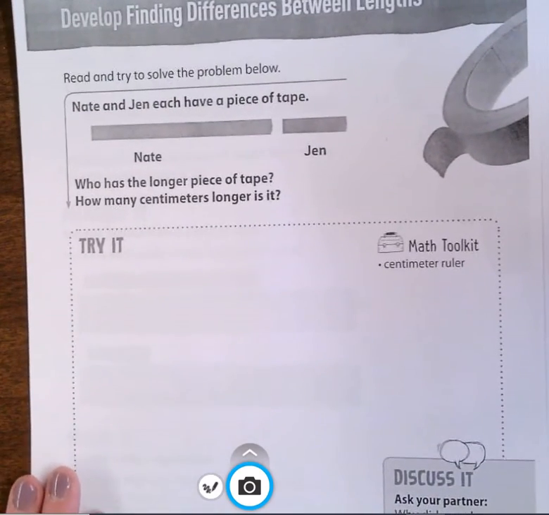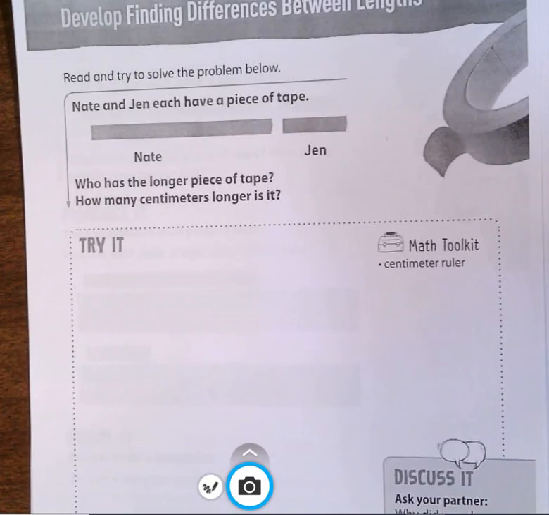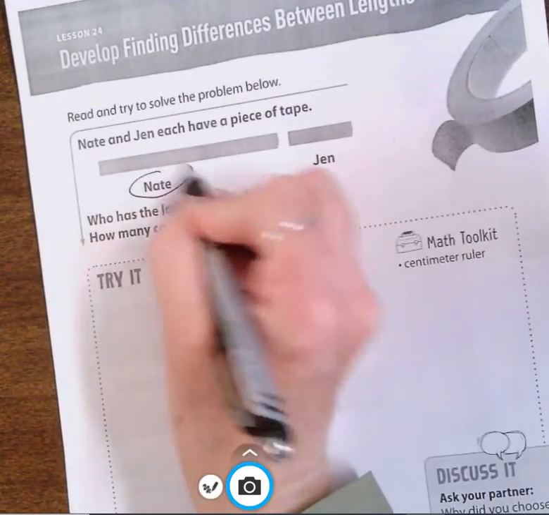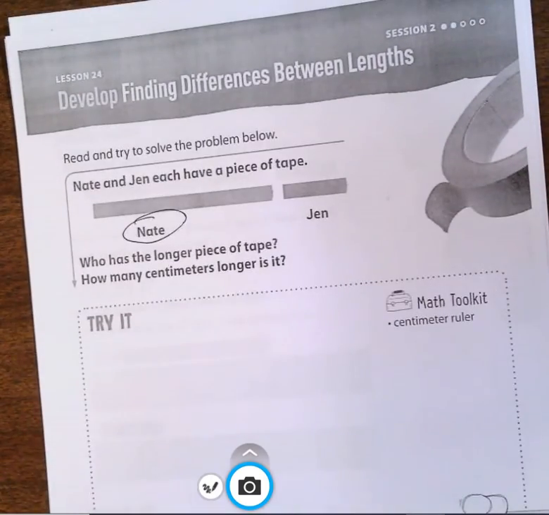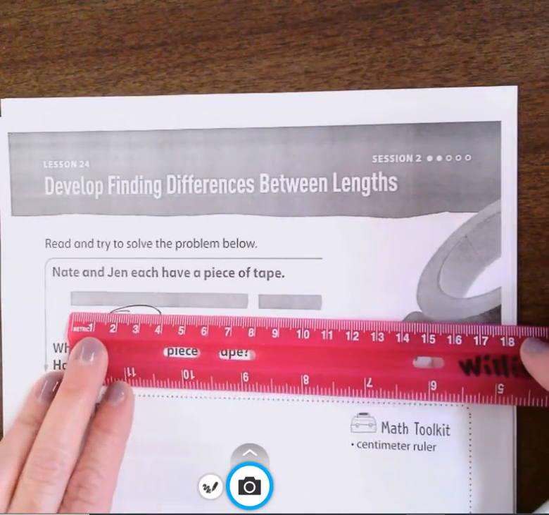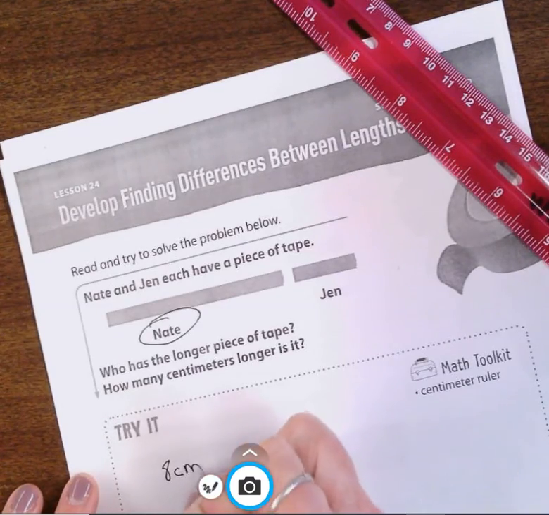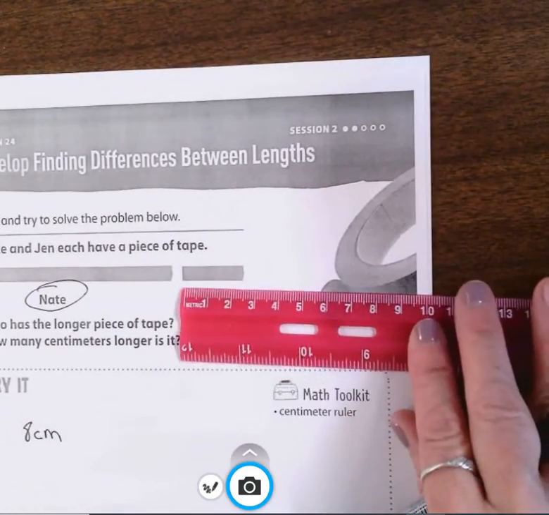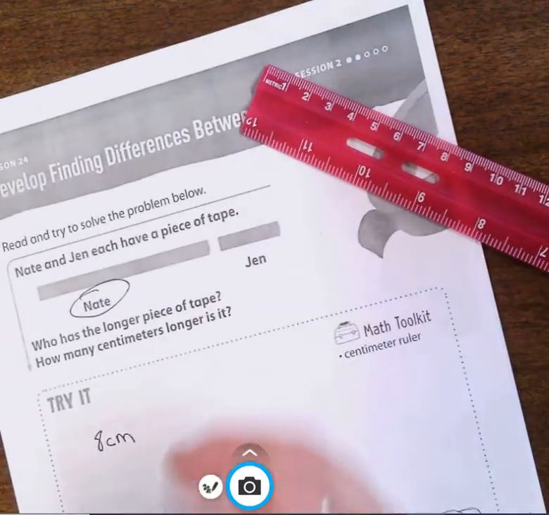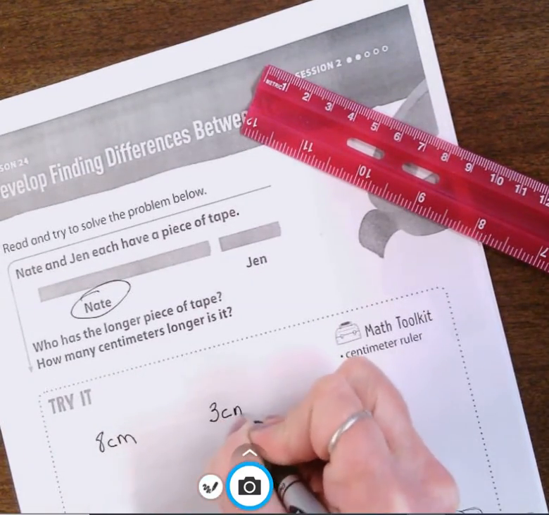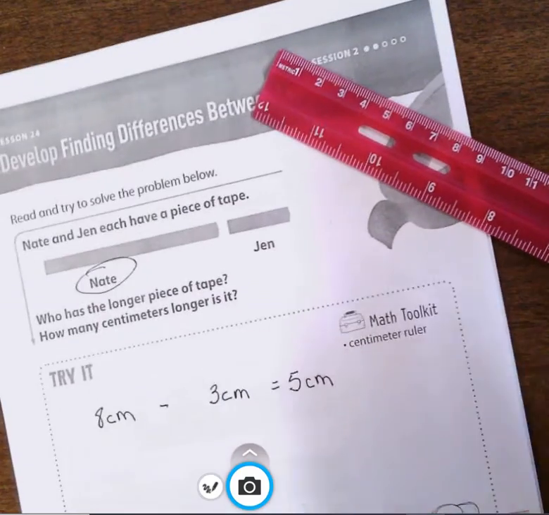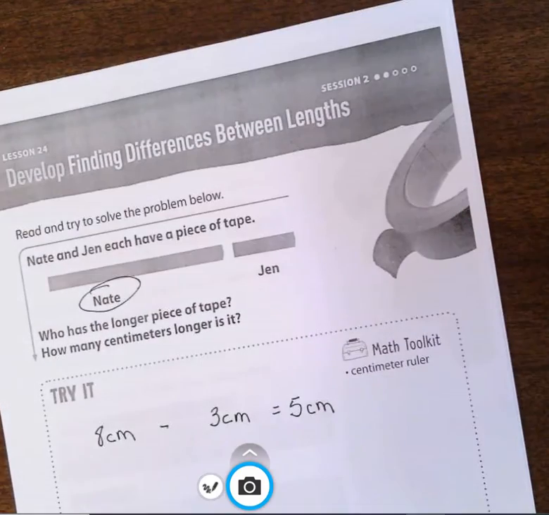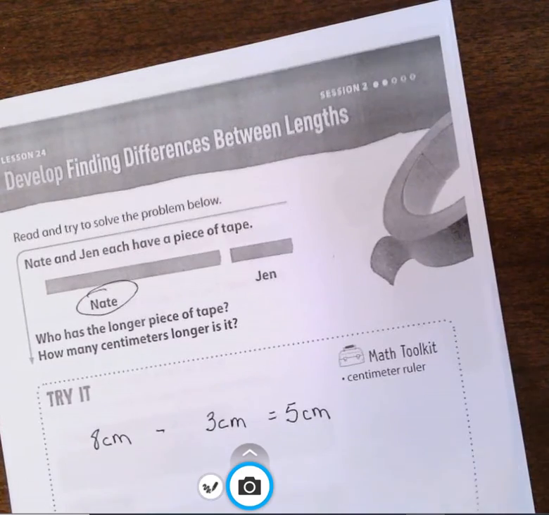Nate and Jen each have a piece of tape. Who has the longer piece of tape? Nate. Nate has the longer piece of tape. How many centimeters longer is it? Well, they're not lined up, so we're going to say the tape that he has is 8 centimeters. The one that Jen has is 3 centimeters. So let's just do 8 minus 3 equals 5. That's how much longer Nate's is. 5 centimeters.